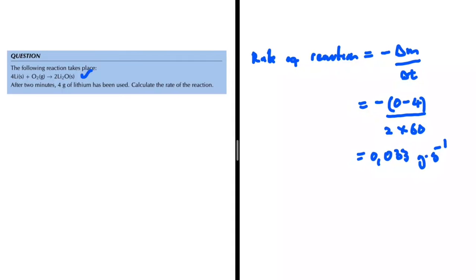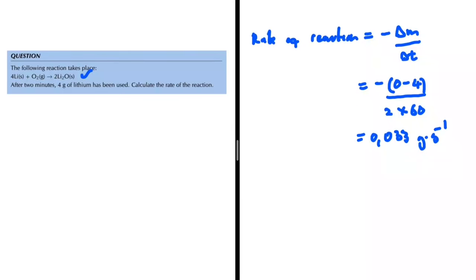If the question was specific and saying, let's calculate the rate of reaction in moles per second, we would therefore say, okay, it's fine. The mass that we have, the change in mass is 4 grams, right? So the mass is equal to 4 grams. So let's use this mass to find the number of moles.